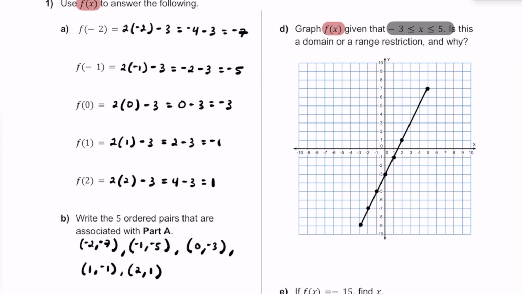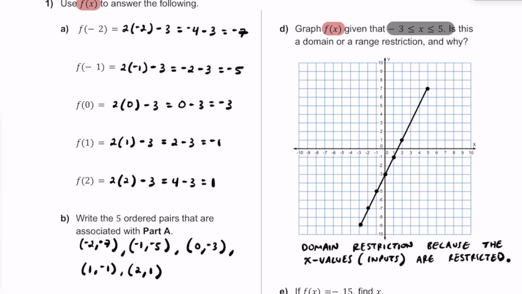So typically, again, these functions would go on forever in both directions. However, we're restricting this because we have a domain restriction here saying x has to be between these two values. So in this example, we have a domain restriction, and we can say that because the x values, or the inputs of the function, are restricted.